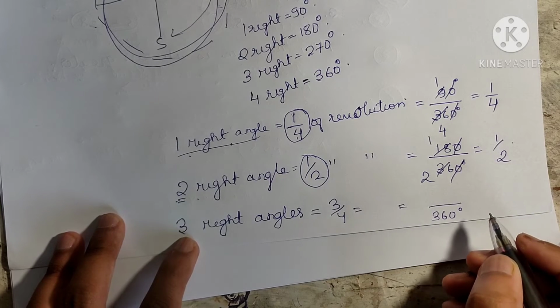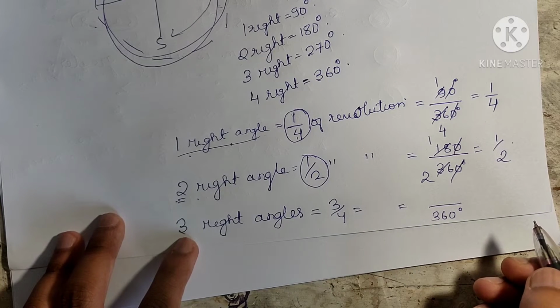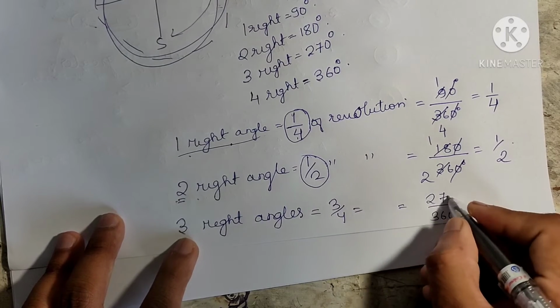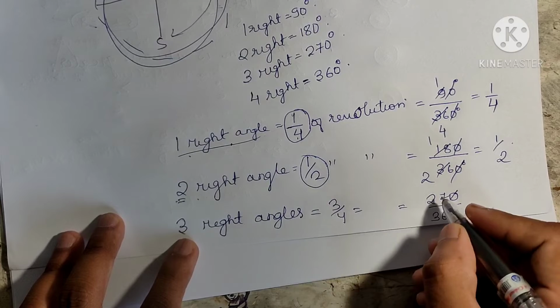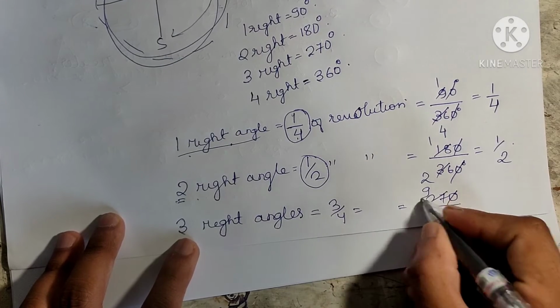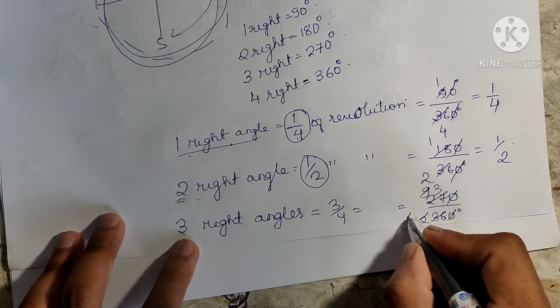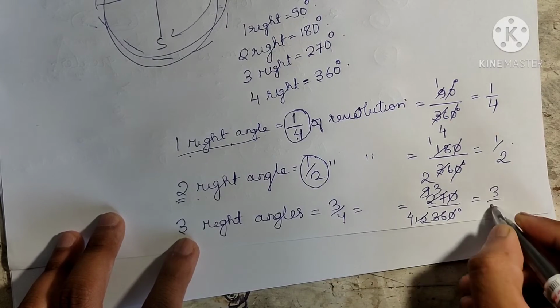Okay, and 3 right angles means 90 plus 90 plus 90. How much? 270, isn't it? That means the 0 0 will be cancelled. Again 3 9s are 27, 3 1s are 3, 3 2s are 6, 3 3s are 9, 3 4s are 12. So we are getting 3 by 4.